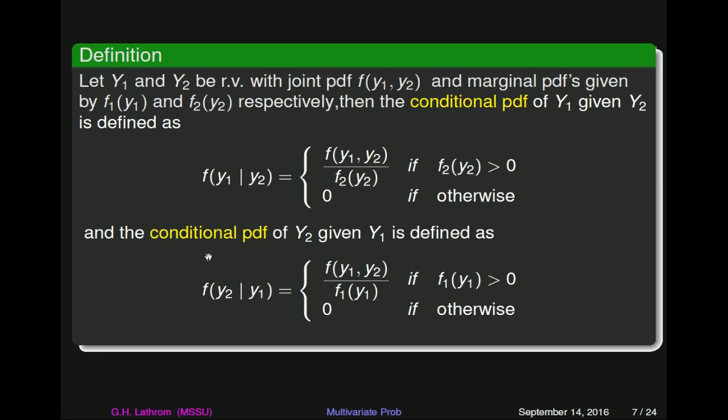And likewise, for the conditional PDF of y sub 2 given y sub 1, now we are given y sub 1. And so how does the definition change? Well, we've got our joint PDF, so our PDF for y sub 1 and y sub 2, and then we divide by the probability function for y sub 1, the one that we're actually assuming that we are given.